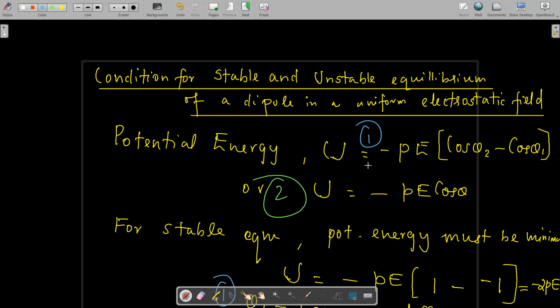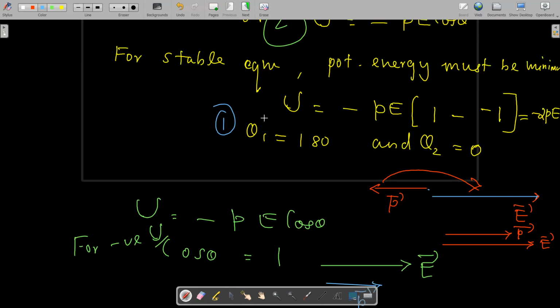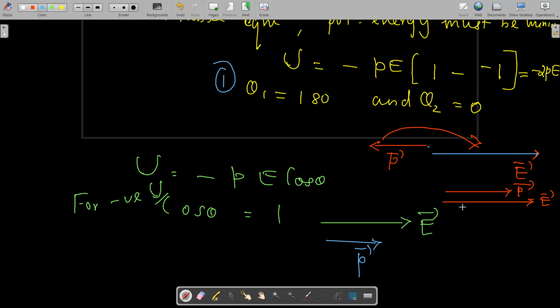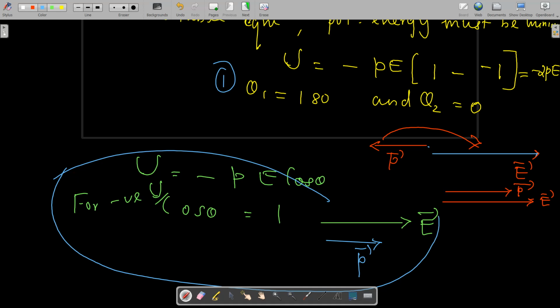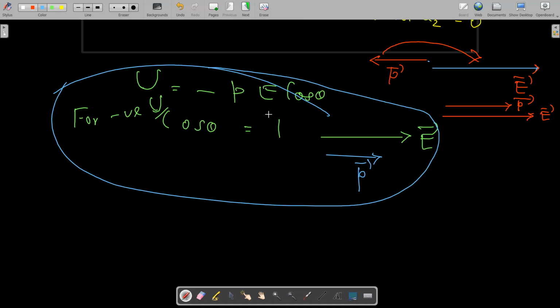When it rotates from anti-parallel to parallel position, we get minimum potential energy, that is negative maximum, and it comes under stable equilibrium. Or you can take this equation: when it aligns parallel to the field direction, the potential energy is minus PE, the minimum value. U is minus PE, it is the minimum value. Therefore, the dipole is in stable equilibrium.